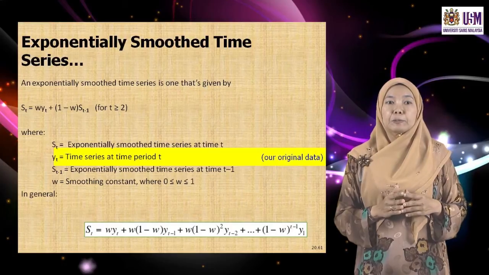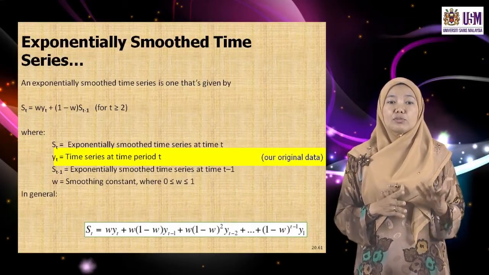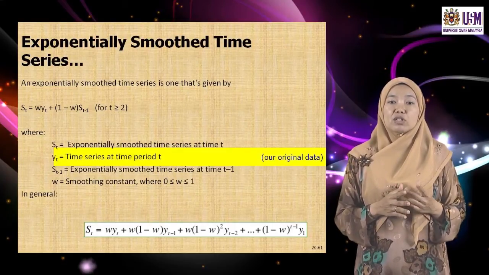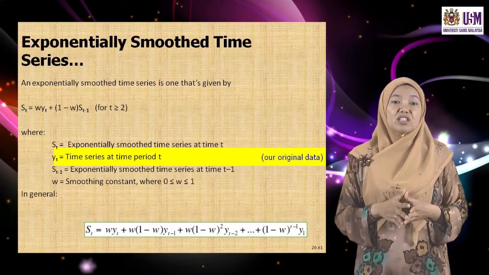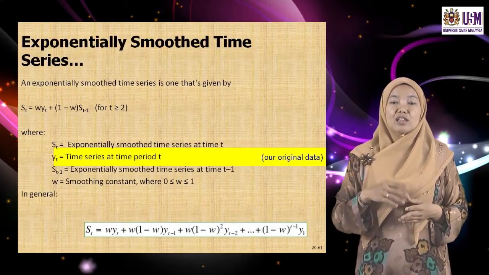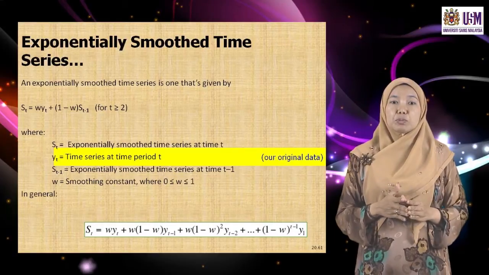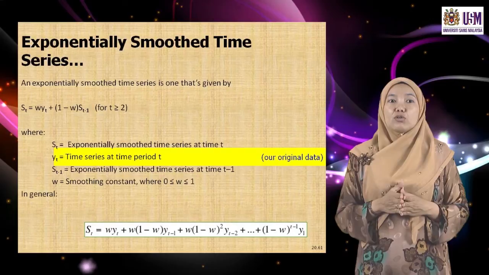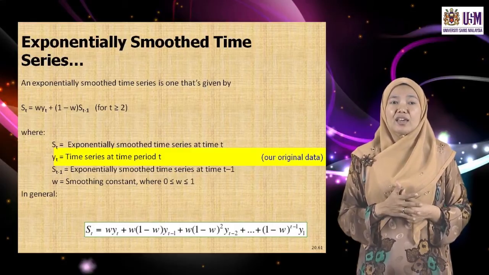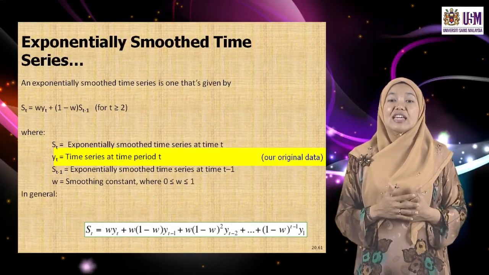In this case, the exponentially smoothed time series at period t is equal to w multiplied by y_t, plus w times (1 minus w) multiplied by y_(t-1), which refers to the time series for the previous period, and then plus the second expression, and so on and so forth. Don't worry, you don't need to actually remember this equation. As long as you understand that for exponential smoothing you have the actual time series in Y, you have the smoothing constant in W, and the subscript t minus 1 refers to the previous period, while t refers to the current period.